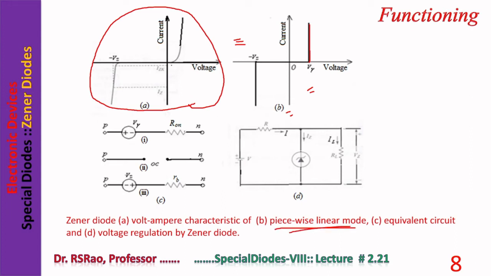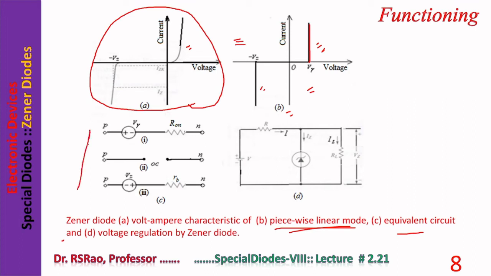Actually, the current rise is exponential on the forward side. On the reverse side, it is not a straight fall. It is falling steeply, but it is not straight. But this fall is approximated by a straight line. The rise, which is exponential, is also approximated by a straight line. So this is an approximation to make the calculations simple. This particular approximation is resorted to. So first the piecewise linear model, and from that the equivalent circuit.